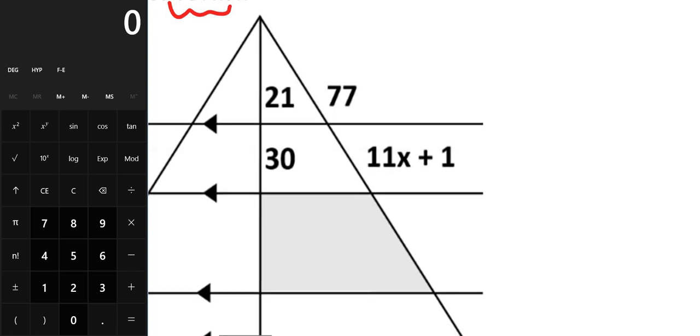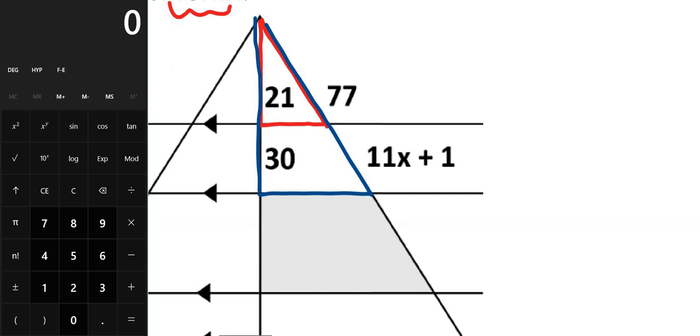Now looking at this, you should notice there are two triangles that are overlapping here. We have one triangle here at the top where we have a left side length of 21 and a right side length of 77. And then we have a triangle behind it overlapping it. It's a little bit bigger. And now we have the entire left side and the entire right side, and it's broken up into two parts.